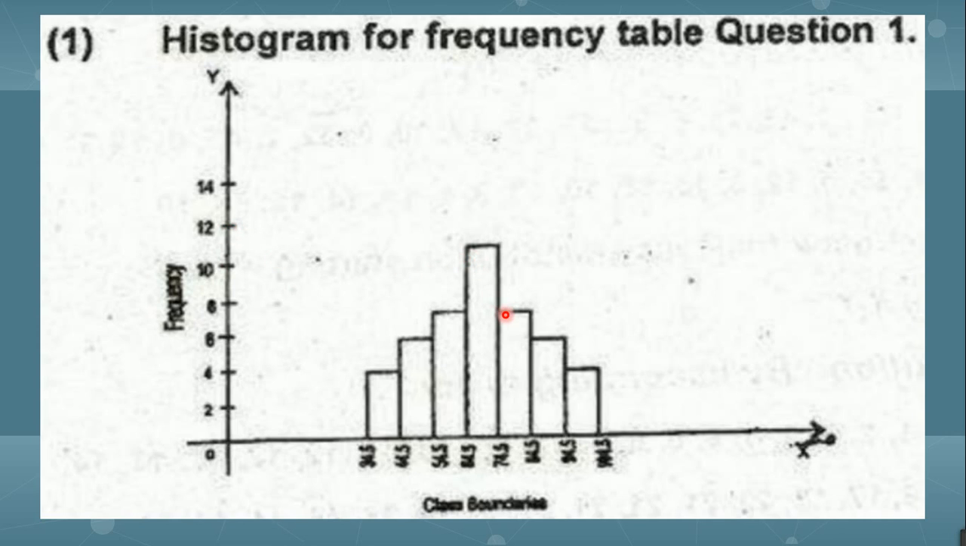And then 74.5 to 84.5, its height is 6. And 84.5 to 94.5, its height is 5. And 94.5 to 104.5, its frequency is 4, so its height will be 4. So in this way you can make a histogram.